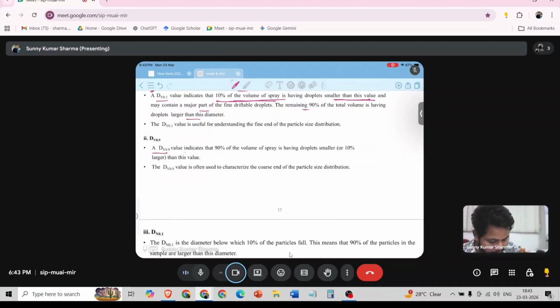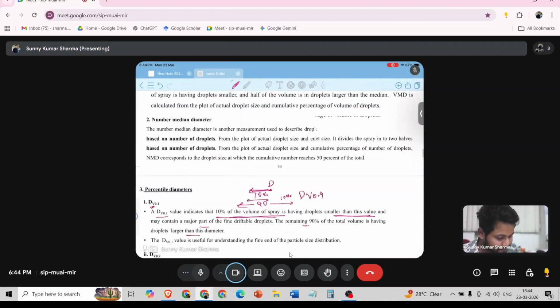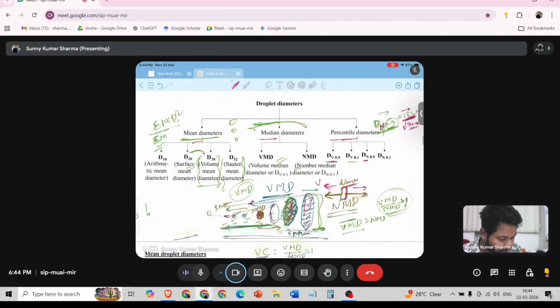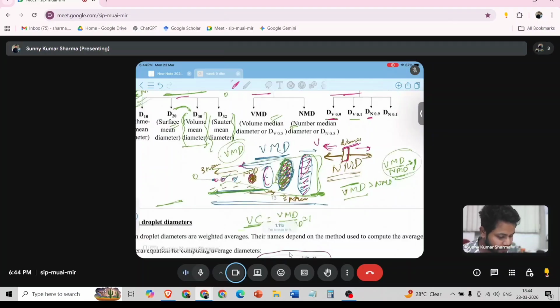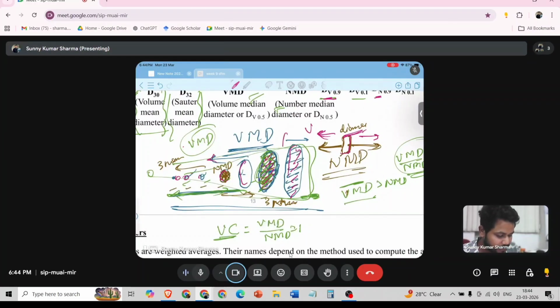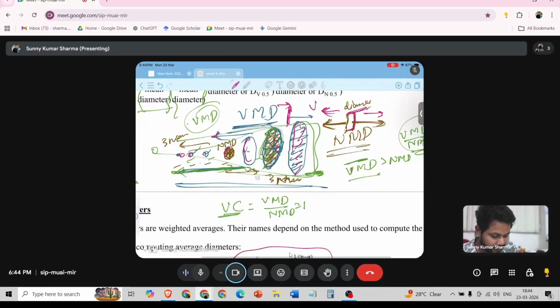The dV 0.9 value indicates that 90% of the volume of spray has droplets smaller than this diameter. What you can see is that 90% of the volume is smaller than this diameter, meaning it is moving towards this side. And if it is 10%, it is coming towards this side.